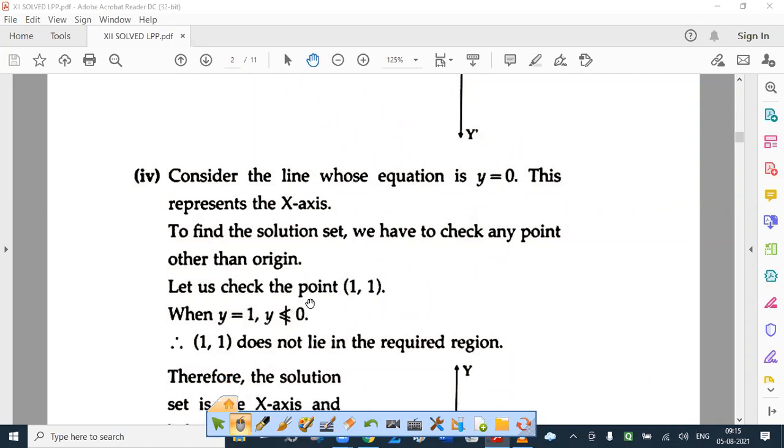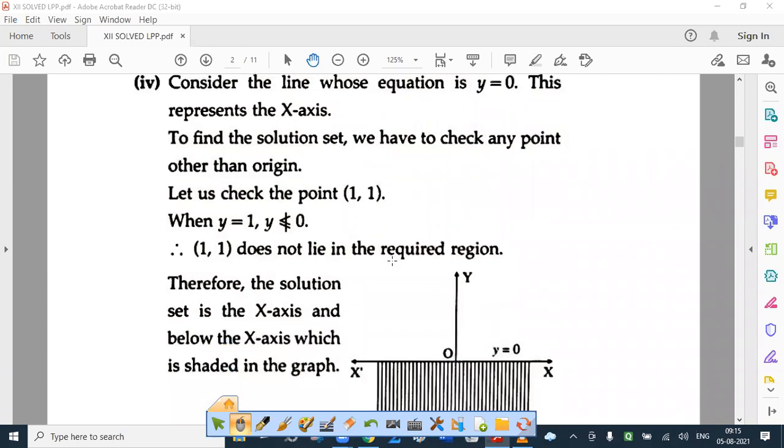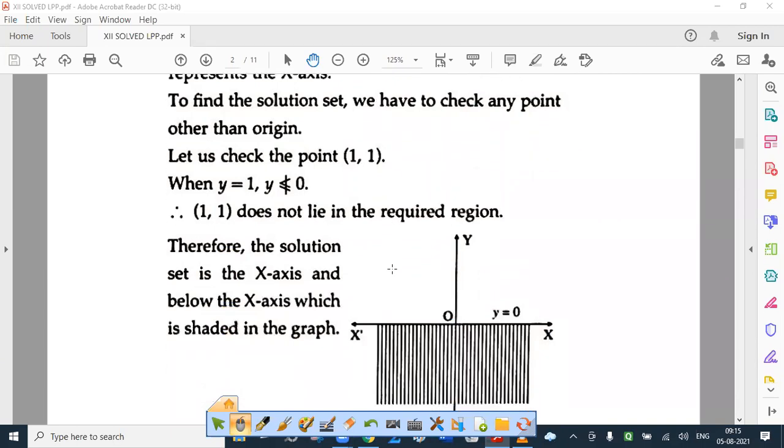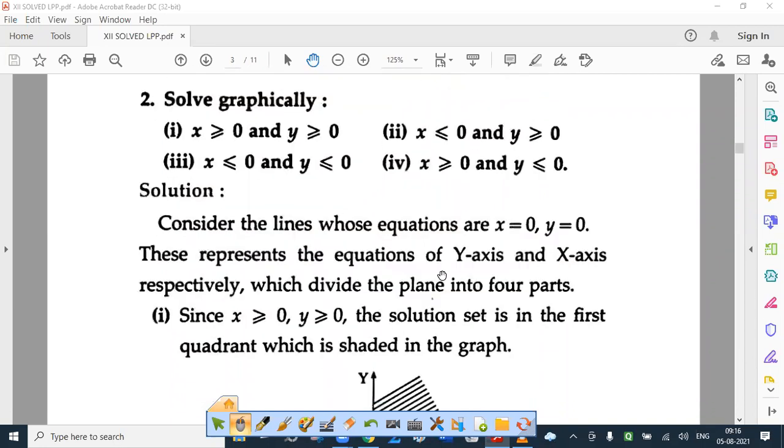Now, is 1 less than 0? No. So 1, 1 doesn't lie in the required region. Therefore, the solution set is the x-axis and below the x-axis, which is shaded in the graph. Okay.